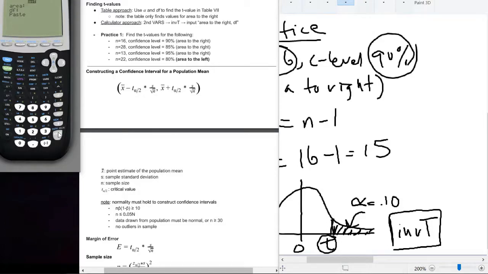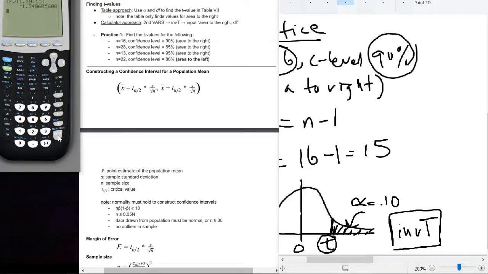Two things. We need an area and we need df. Keep in mind df is n minus 1, degrees of freedom is n minus 1. So the area to the right is 0.10. Degrees of freedom, 16 minus 1, which was 15. And we're going to paste this, and then we'll hit enter. Okay. What that's going to do is it's going to find the missing t bound.